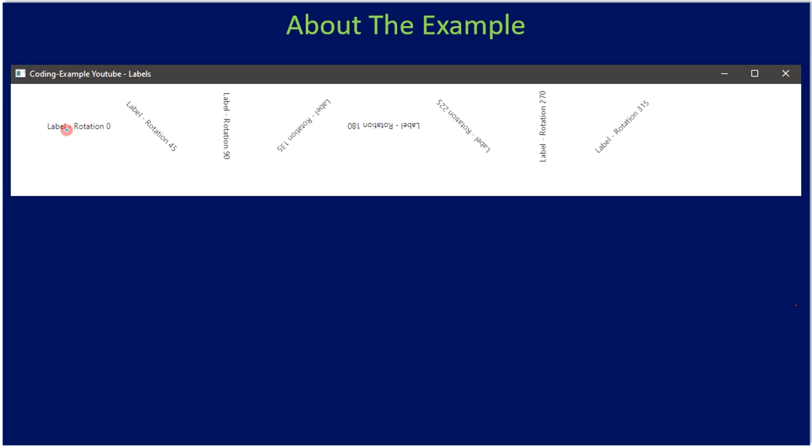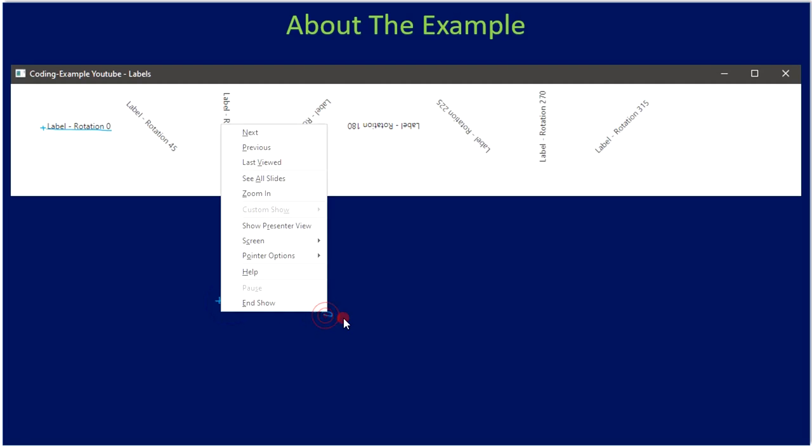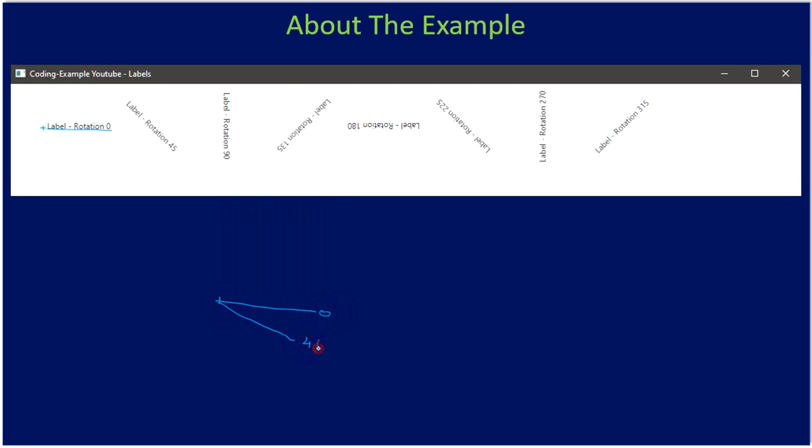So here, if you see, we have a label control, and this label control is at 0 degree rotation, so it will be like this. Then we can say the rotation takes place in clockwise direction, so this is 0 degree, 45, 90, 135, 180, and you can see likewise the label got rotated here.